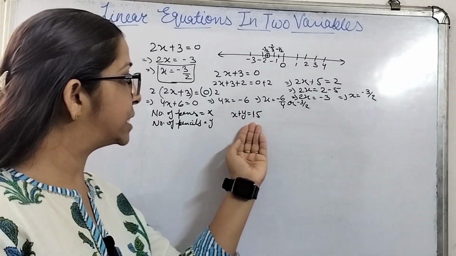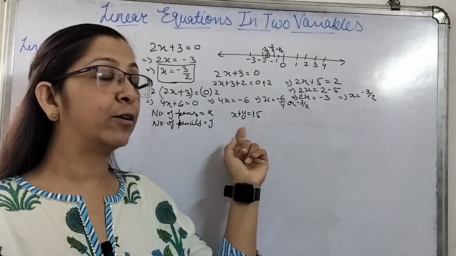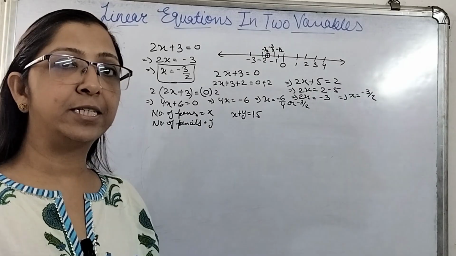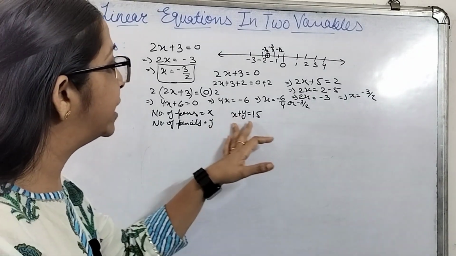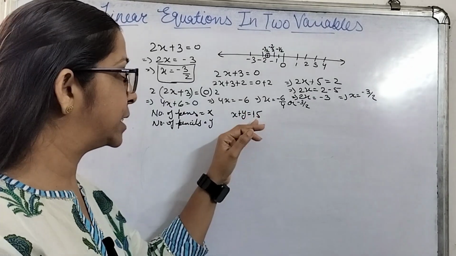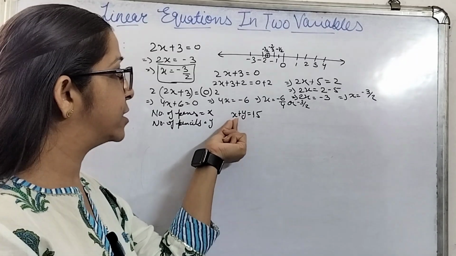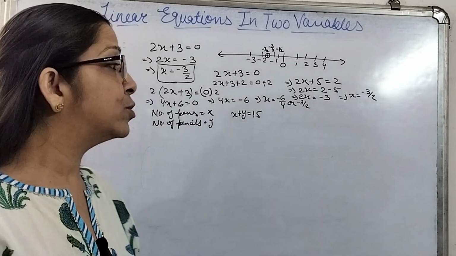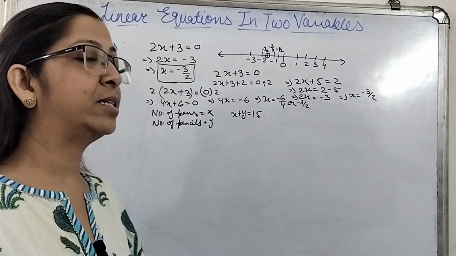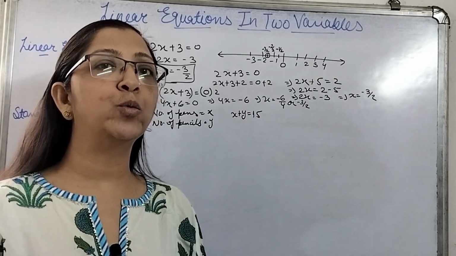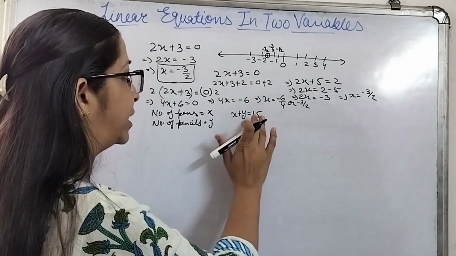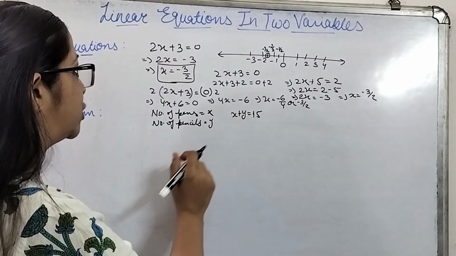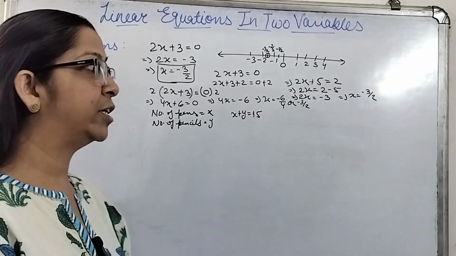Over here we can see that there are two variables, one is x and one is y. We don't know the separate values of x and y, but the degree is 1. The power of x is 1 and the power of y is also 1. That simply means it has degree 1. Such equations are known as linear equations in two variables. So in such situations we need to use a linear equation in two variables.